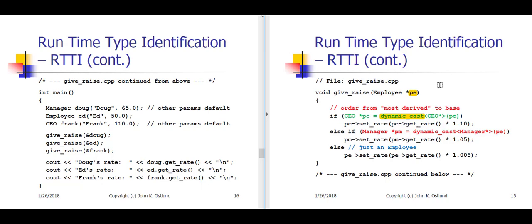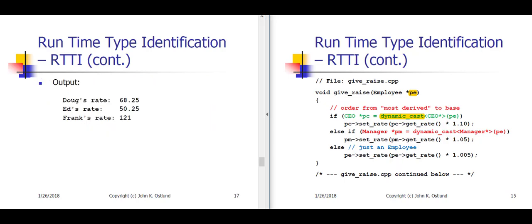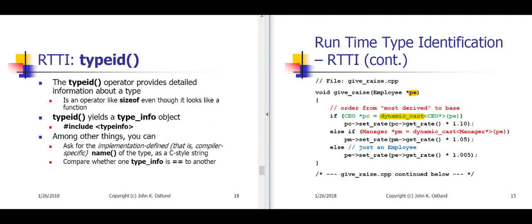Okay? Because if PE is pointing at a CEO, since a CEO is a kind of employee, PE is also pointing at an employee. And so if we did a check whether PE was pointing at an employee, we would discover, oh, that's true. So the order in which we did this, from most derived down to base, is very important. Let's take a look at the last couple of items here.